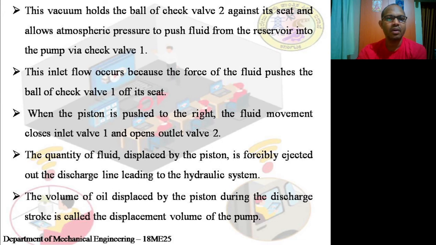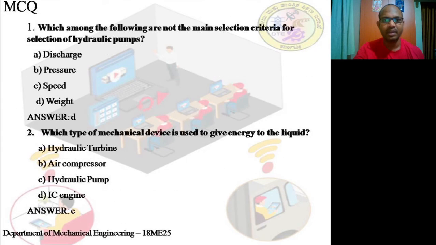This inlet flow occurs because the force of the fluid pushes the ball of check valve 1 off its seat. When the piston is pushed to the right, the fluid movement closes inlet valve 1 and opens outlet valve 2. The quantity of fluid displaced by the piston is forcibly ejected out through the discharge line leading to the hydraulic system. The volume of oil displaced by the piston during the discharge stroke is called the displacement volume of the pump. So this is what the working principle is.